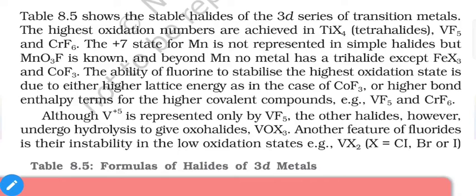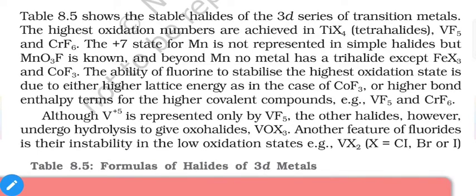So in Table 8.5 the stable halides of the 3d series are mentioned. The highest oxidation numbers are achieved in TiX4, which has 4 halogens, that means it is a tetrahalide, VF5 and CrF6. So the +7 state of Mn is not present in a simple halide, but it has an MnO3F type structure, and beyond Mn, except Fe and Co, no other has trihalides.